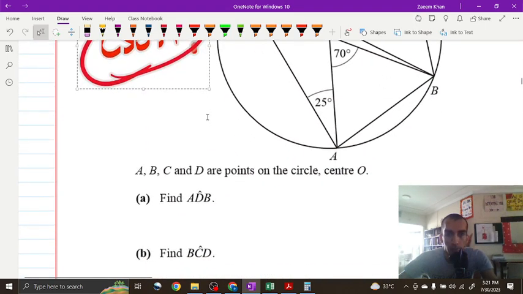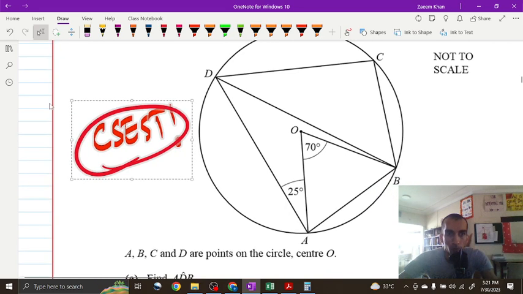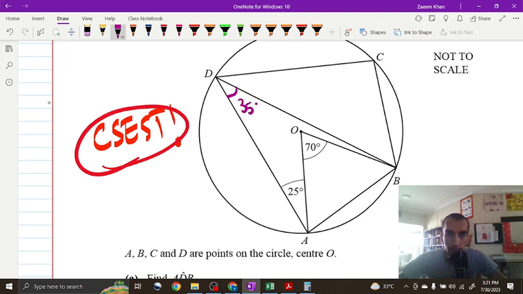ADB. Angle ADB would be 35. Well done. Half of this. So you've used the first property. What next? Angle CQB, 90 degrees.